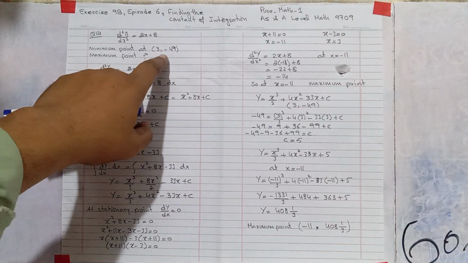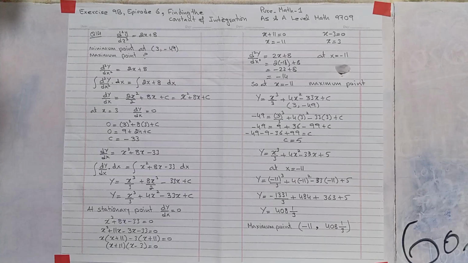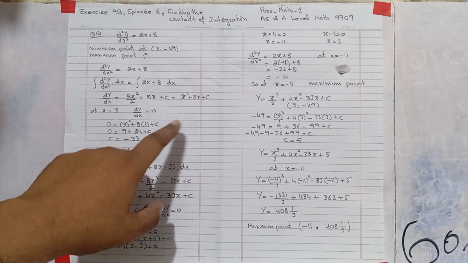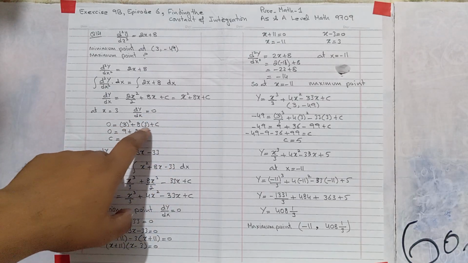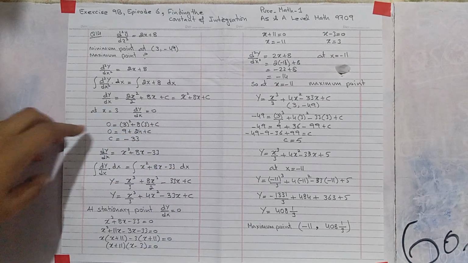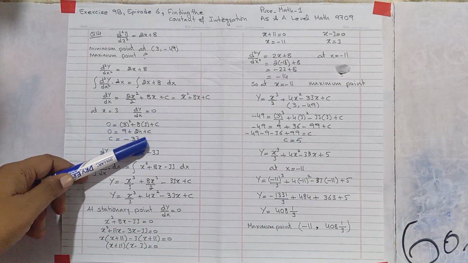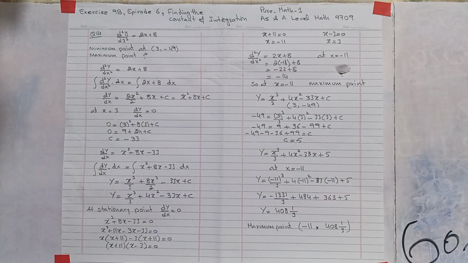Then because I know this is a minimum point, it's a stationary point at x equals 3, so dy by dx is 0. So I will put x equals 3 in here and make it equal to 0. So 0 equals 3 squared plus 8 times 3 plus c. So 0 equals 9 plus 24 plus c. So c will be equal to minus 33.